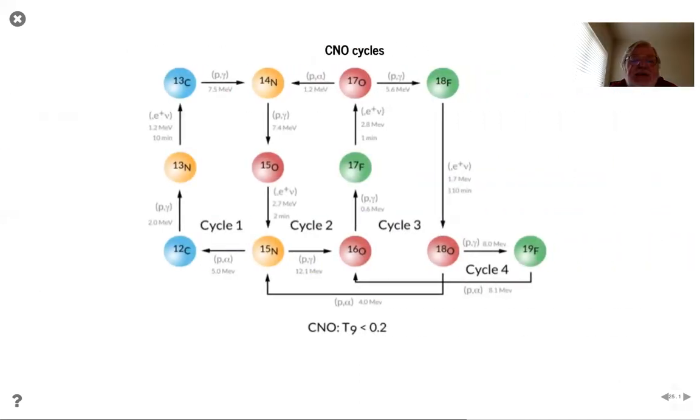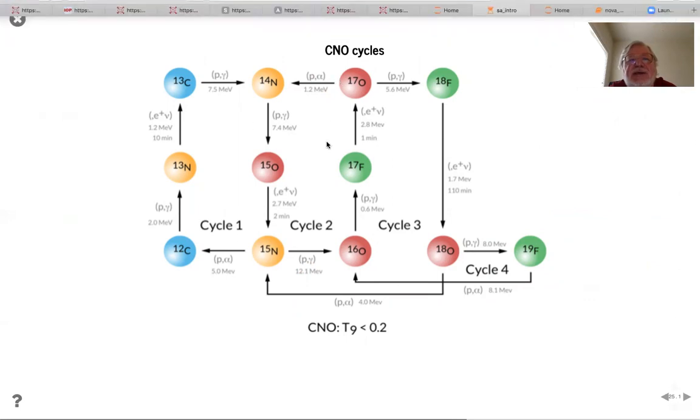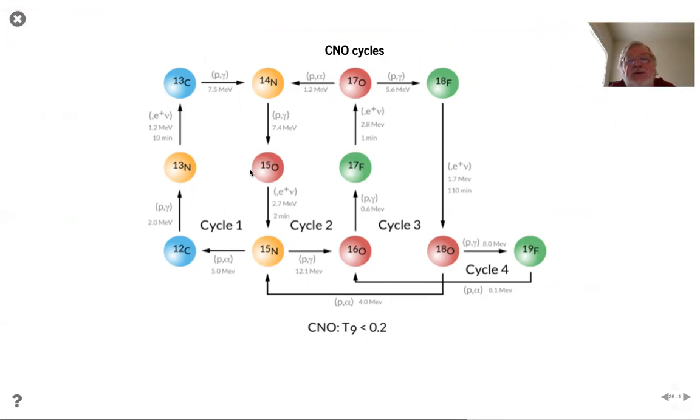The second major chain of hydrogen burning in stars is, as you know, the CNO cycles. They're called cycles in plural because there are several of them. The left one is sometimes called just the CN cycle because it mostly involves carbon and nitrogen. Oxygen 15 is radioactive, it decays to nitrogen 15. This is the CN cycle or cycle 1. There is cycle 2, cycle 3, and cycle 4.